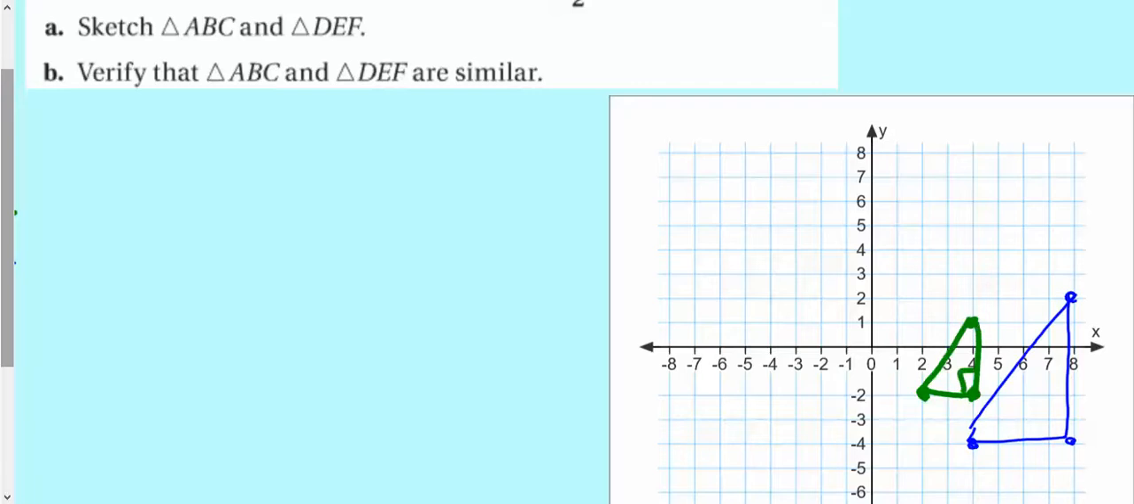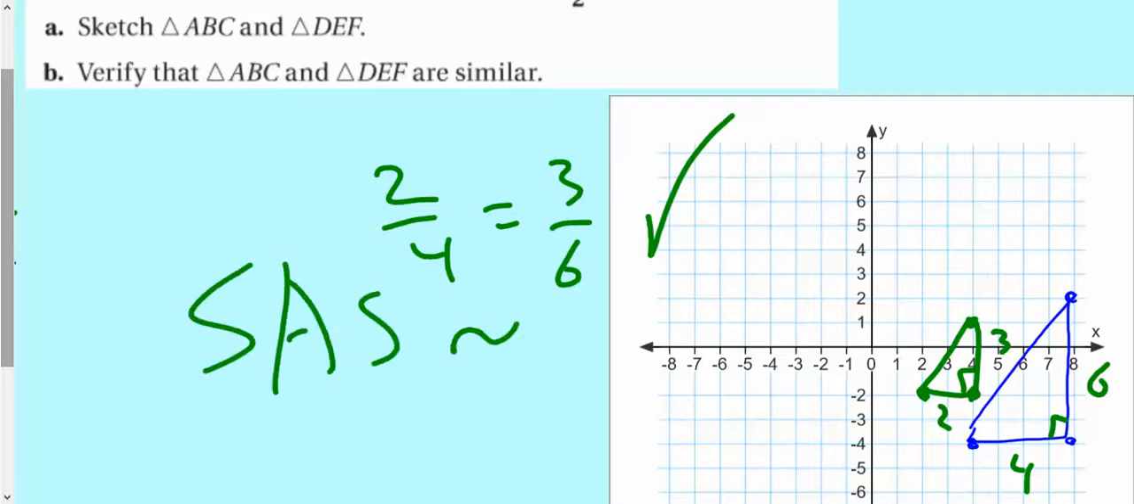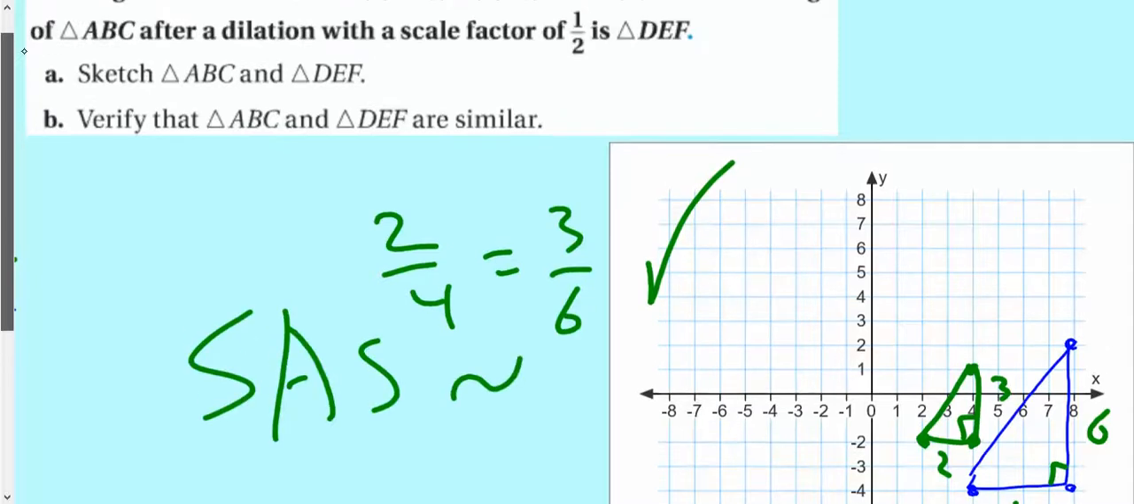Okay, these are right triangles. And then I'm going to check their side lengths. This is 2. This is 4. This is 1, 2, 3. This is 6. 2 over 4 equals 3 over 6. Check. And the right angles, we have side, angle, side, similarity. Boom. There we go. So they are similar.